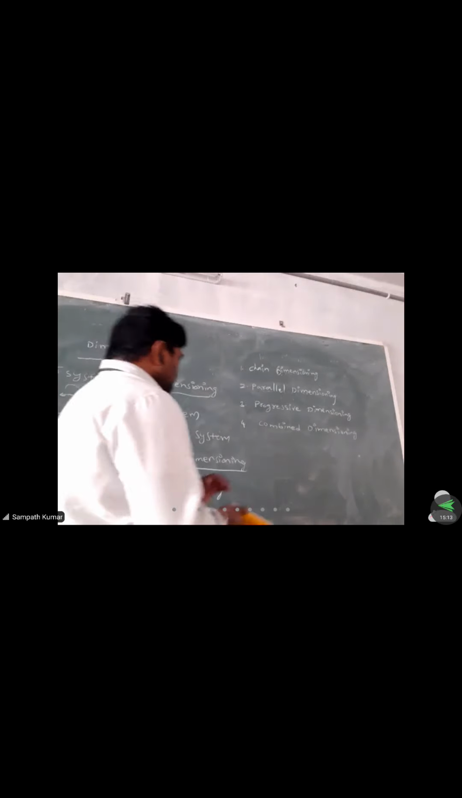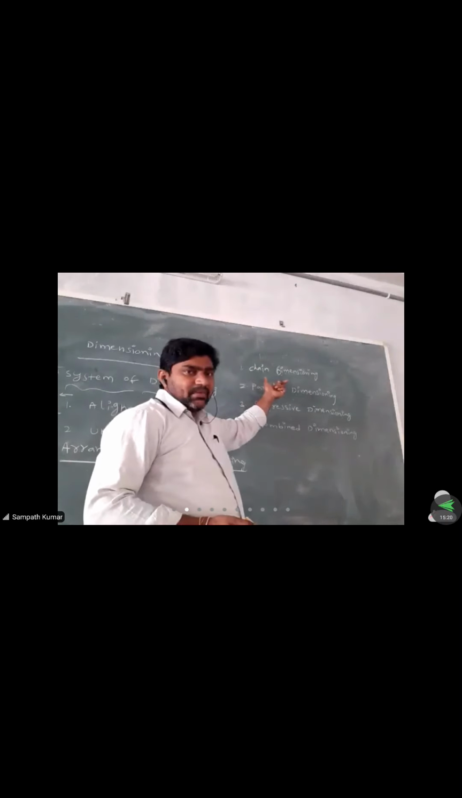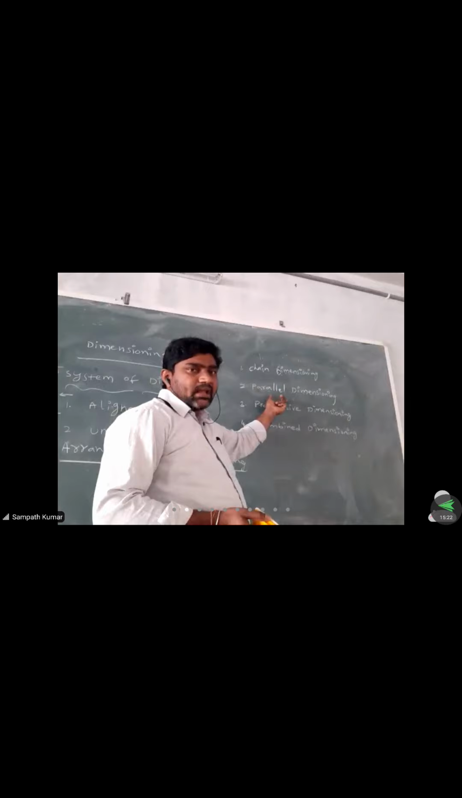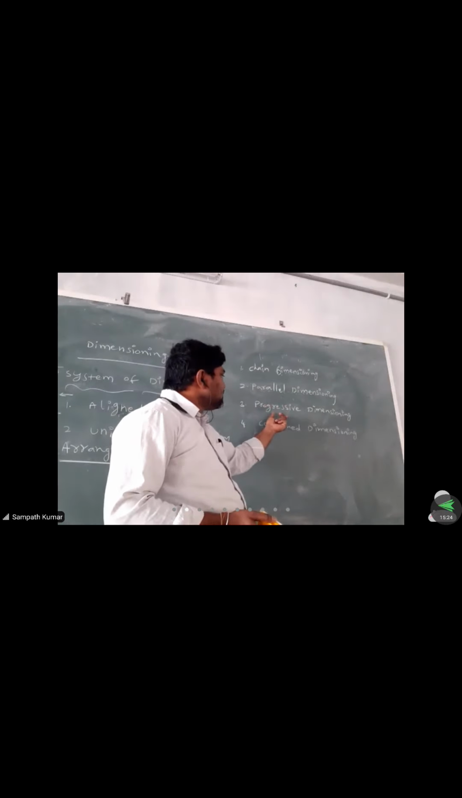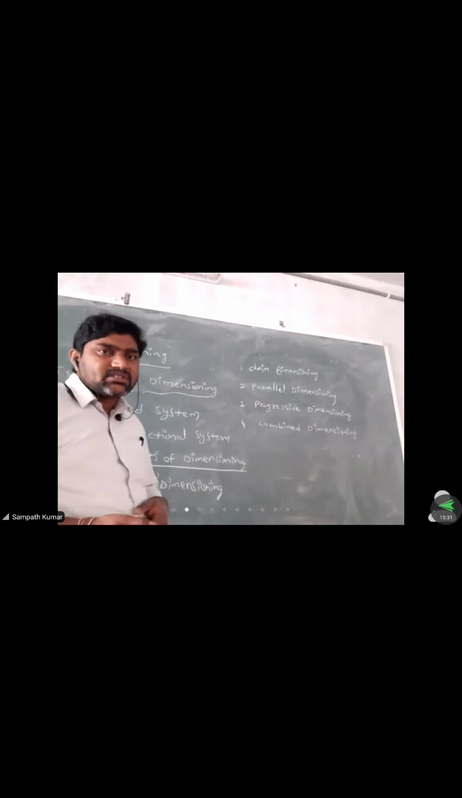Or else write it down, no problem. Okay, first we have to go for the arrangement of dimension, which will be classified into 4 types. First one is the chain dimensioning. Second one is the parallel dimensioning. Third one is the progressive dimensioning. And the fourth one is the combined dimensioning. Okay, first we have to go for the chain dimensioning.